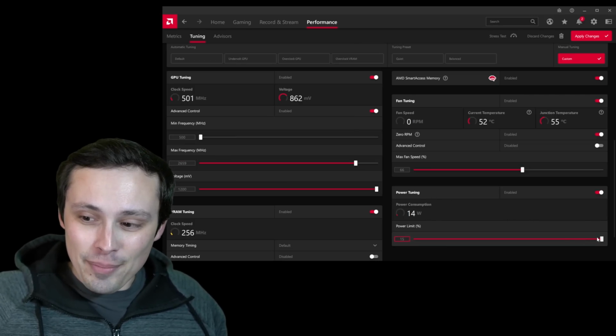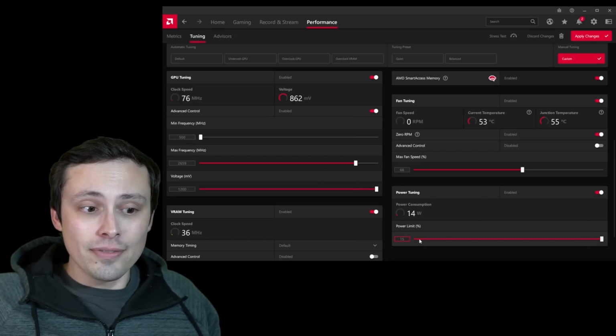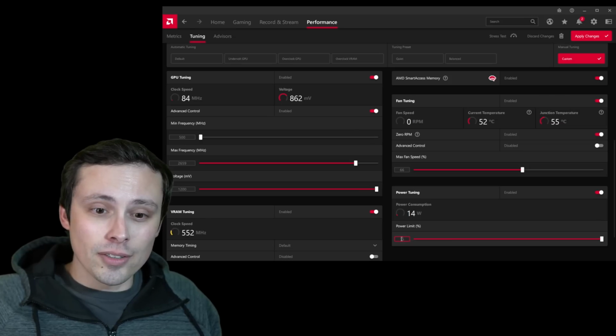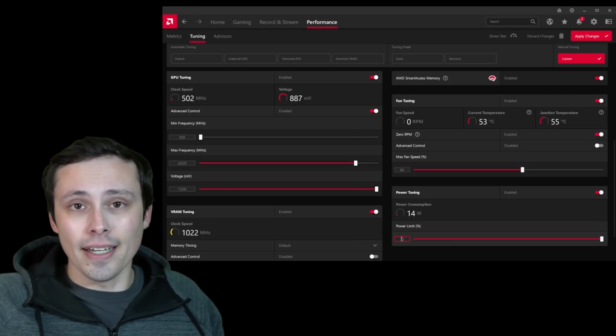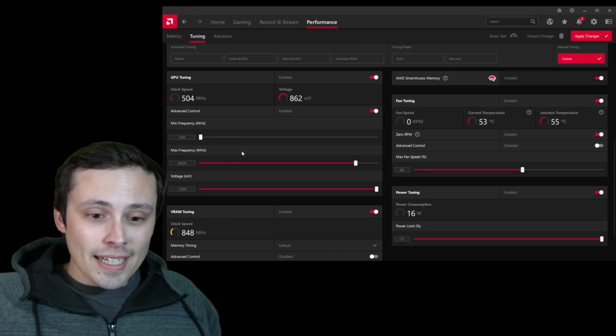So I'm gonna slide that all the way to the right, and I've never had any issues doing that. Now, not every model of even 6700 XT will have a 15% limit. Different models could have different limits set by the AIB, is my understanding. Now, let's go ahead and take a look.